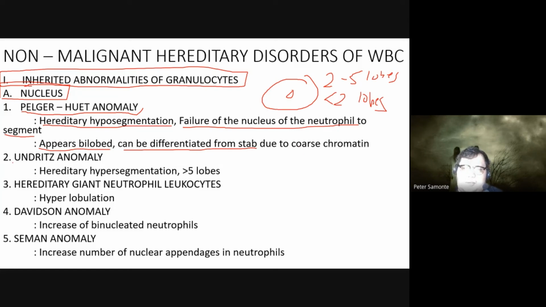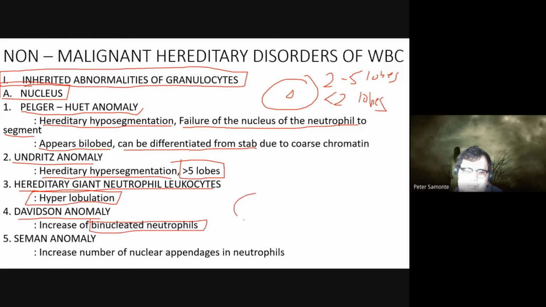And then we also have your Alder anomaly, which is hereditary hypersegmentation. Now, in Alder anomaly class, there are greater than 5 lobes. There's also hereditary giant neutrophil leukocytes, characterized also by hyperlobulation. Davidson anomaly, increase of binucleated neutrophils.